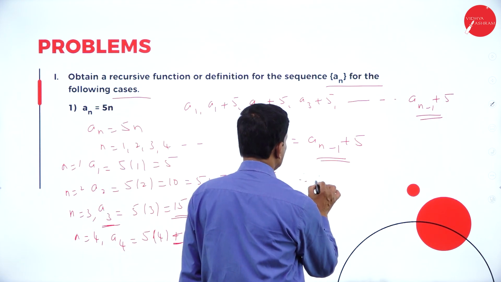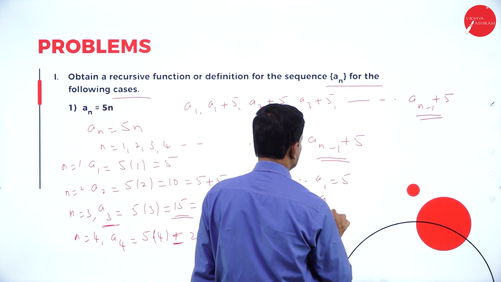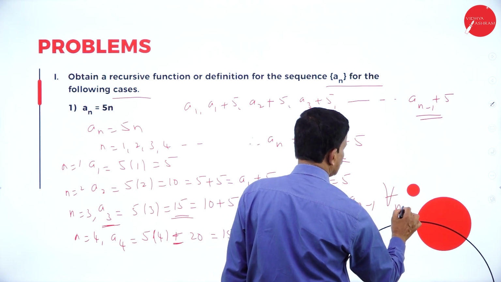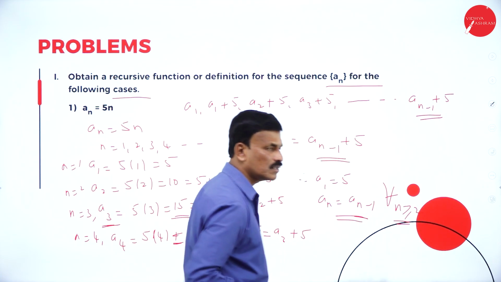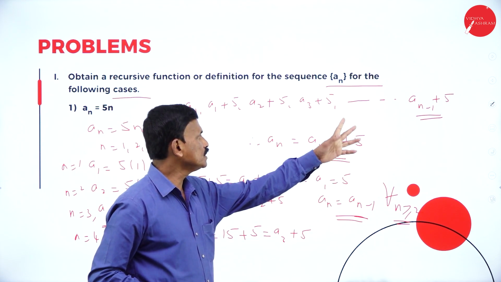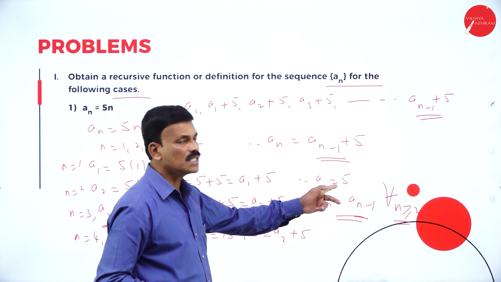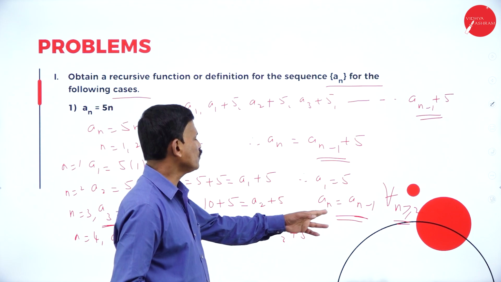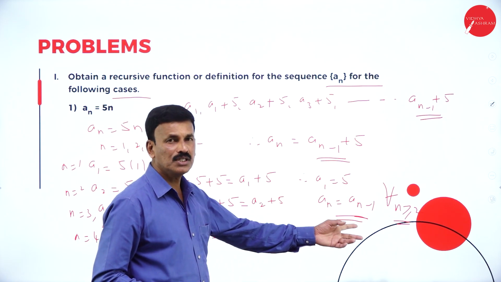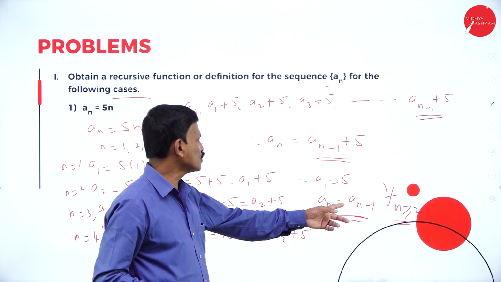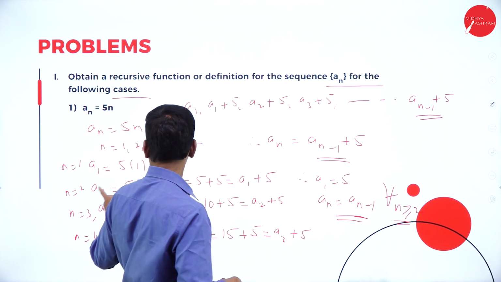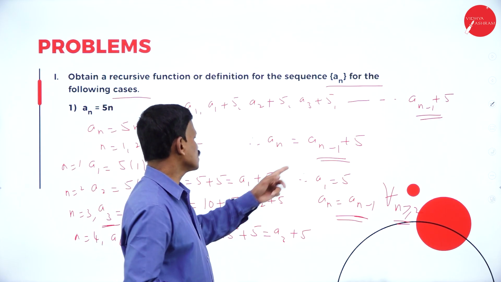Therefore, a1 is equal to 5 and an is equal to an minus 1 plus 5 for all n greater than or equal to 2, whereas a1 is equal to 5. See, if you put n is equal to 2, you will get a2 is equal to a2 minus 1 plus 5. What is a2? a2 is 10 minus 5, that's equal to 5 you will get.